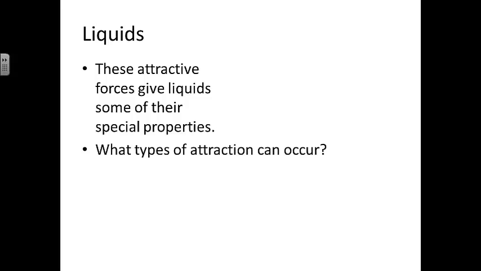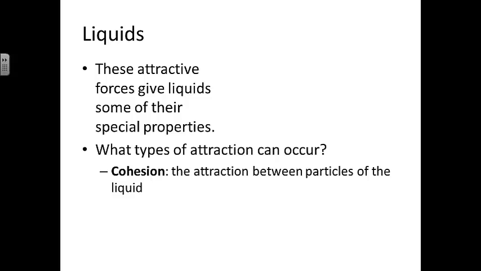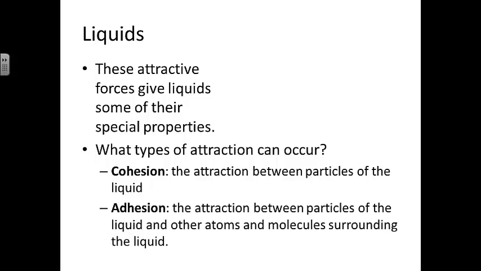What types of attraction can occur? Well, there's a cohesive force. This is known as cohesion, the attraction between particles of the liquid. One particle in the liquid being attracted to another particle in the liquid. That's a cohesion. There's also adhesion. Adhesion refers to the attraction between particles of the liquid and other atoms or molecules that are surrounding the liquid. So a liquid particle attracted to perhaps the sides of the container. That's considered an adhesive force of attraction.